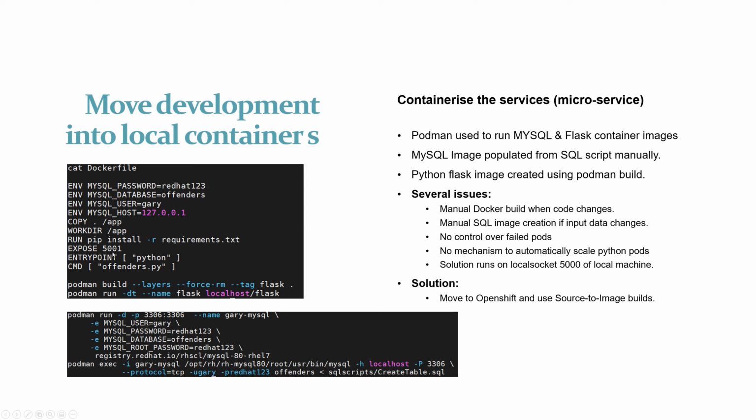This time I'm going to expose a different port number just as a demonstration, port 5001. And the entry point is Python, and the code Python is going to run is offenders. And the actual image is created using podman build, which you'll see here. And then I launch that image using podman run. So a quick demonstration of that.